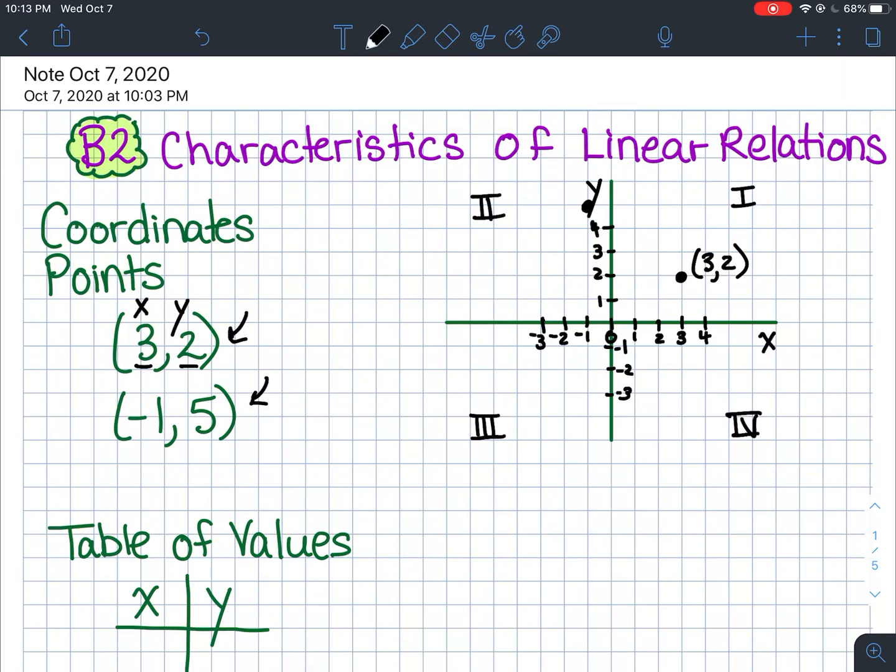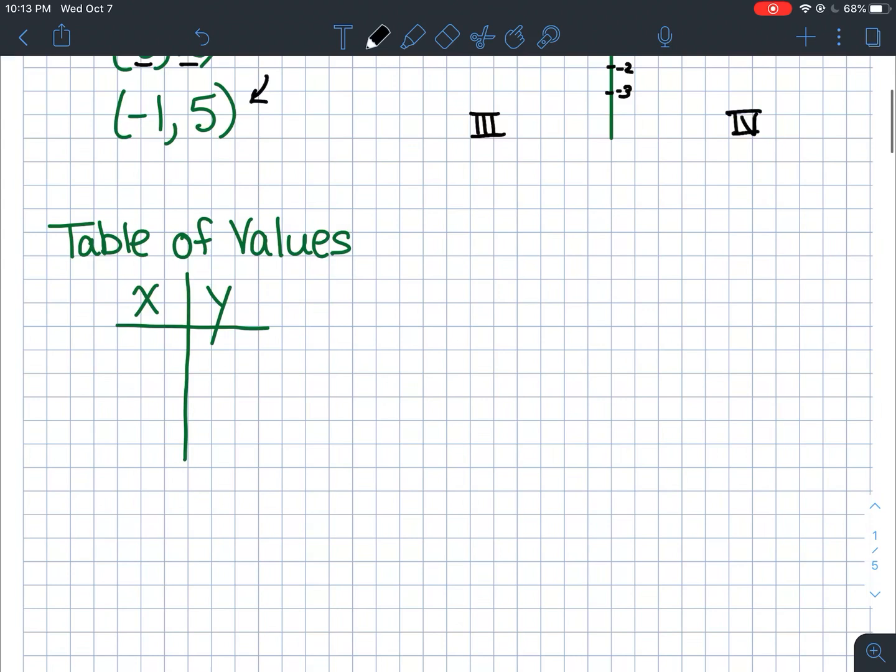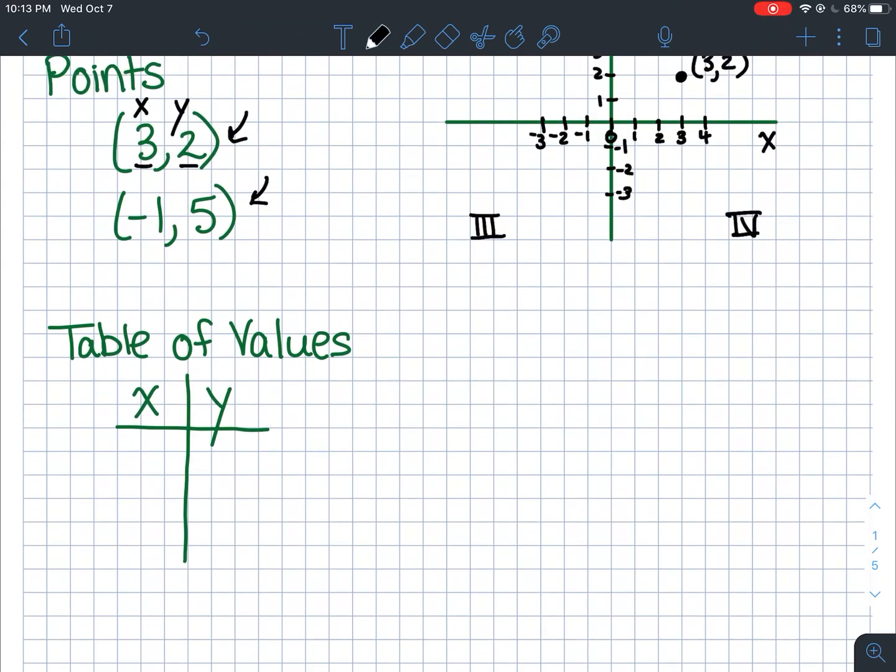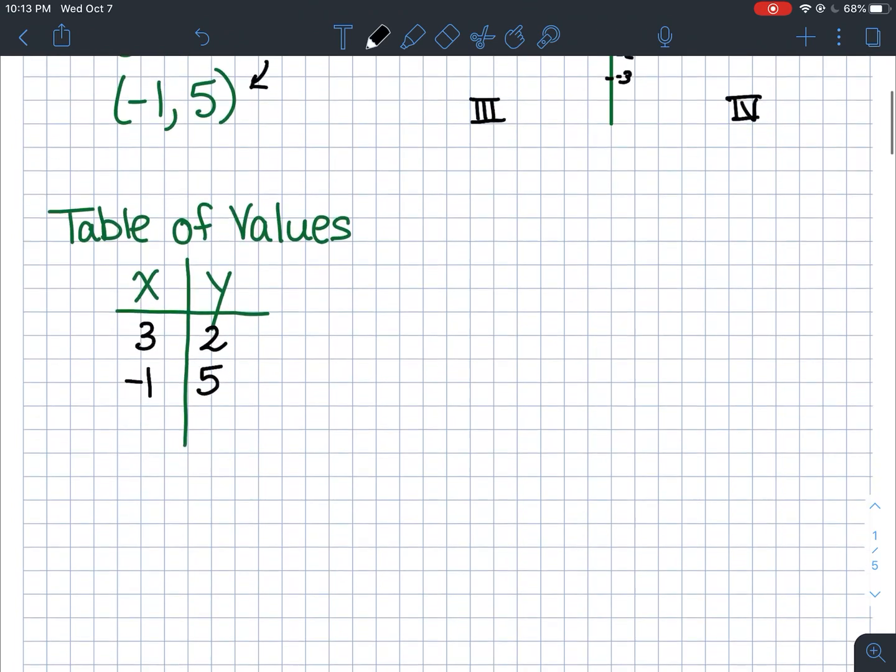Okay, another way to organize points is to use a table of values, where we would have a column for x and a column for y. So like the point 3, 2, negative 1, 5, just a way to organize your points.